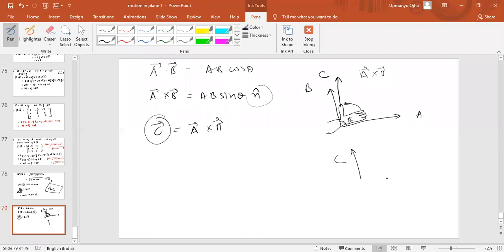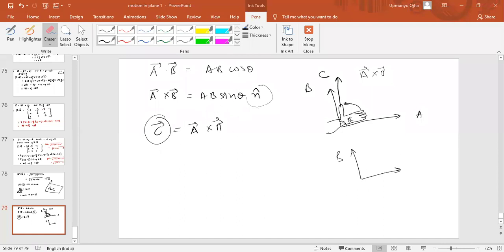This is your C vector, B vector. This is your A vector. Your finger is here on the B vector. Right hand is there. Okay. You have to rotate your finger from A to B. The finger will point downward. So that is the direction of C vector, which is thumb, which is pointing outward. And theta is the angle between A and B.